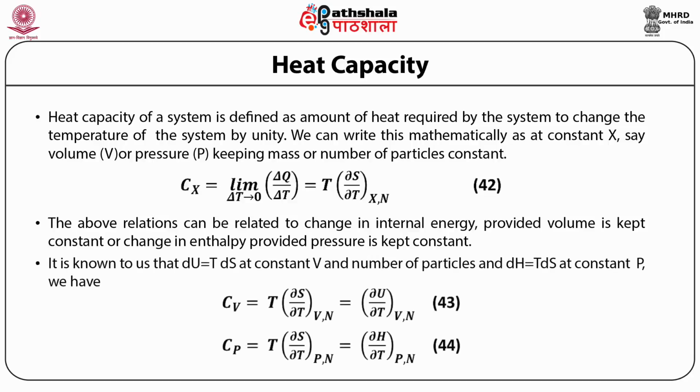It is known to us that dU is equal to TdS at constant volume and number of particles, and dH is equal to TdS at constant pressure. Therefore, we have Cv is equal to T ∂S/∂T at constant V and N, which is equal to ∂U/∂T at constant V and N. Cp is equal to T ∂S/∂T at constant P and N, which is equal to ∂H/∂T at constant P and N.